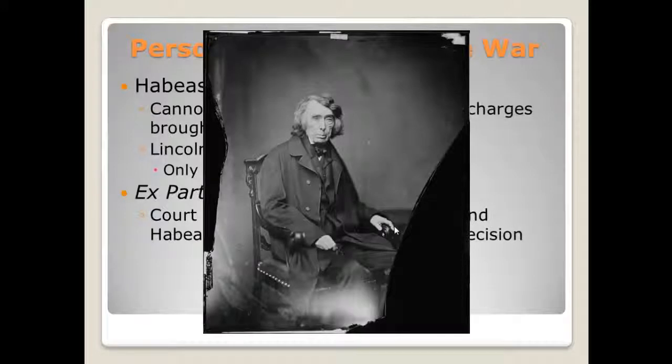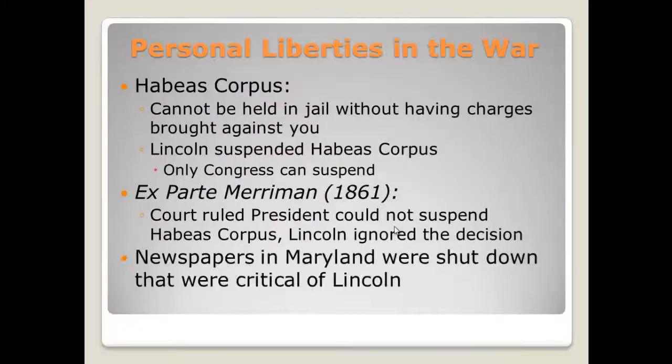And that was a decision that was made by Chief Justice Roger B. Taney. He said to Lincoln, "You were wrong for suspending habeas corpus. You should not do that. You're not allowed to do that." But Lincoln ignored him and did it anyway. All right, newspapers in Maryland were shut down that were critical of Lincoln. So he was harsh to those that were critical of him or the war effort.